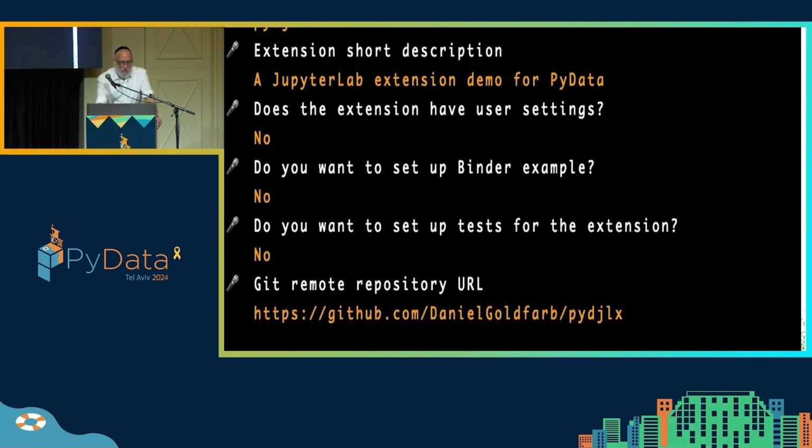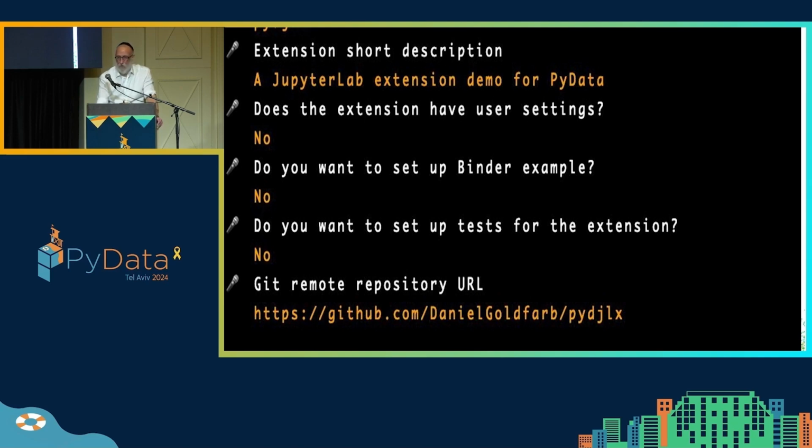Ask for a description on your extension. The next 3 questions, we're going to say no to keep the tutorial simple, but they're important questions. Does the extension have user settings? We can set it up so that users can have different preferences for your extensions. You could set up a binder example, and you can set up regression tests for your extension.